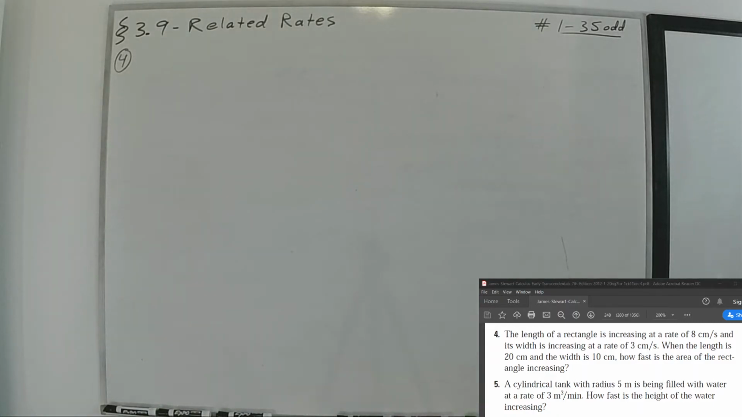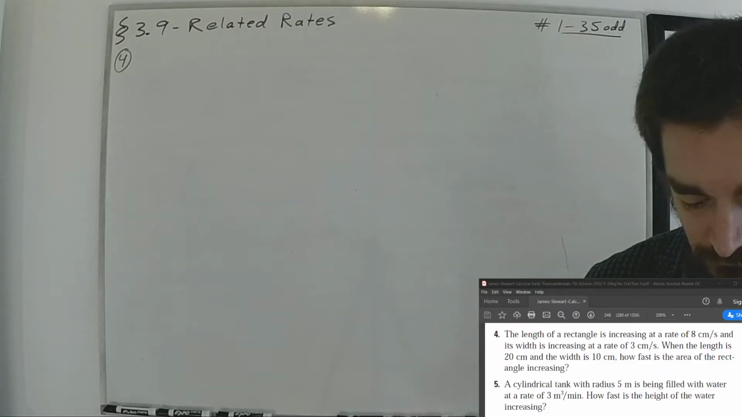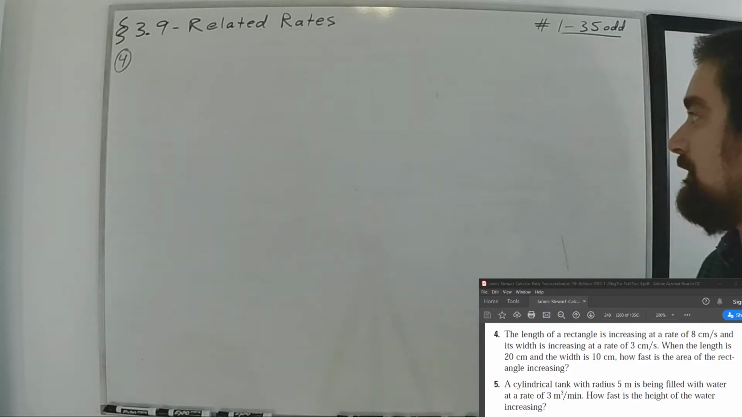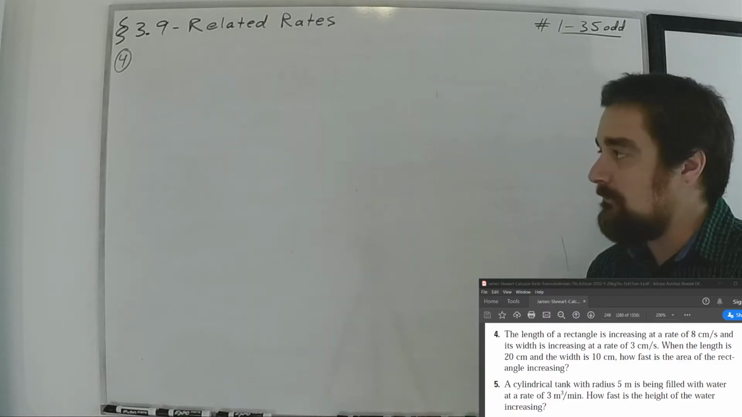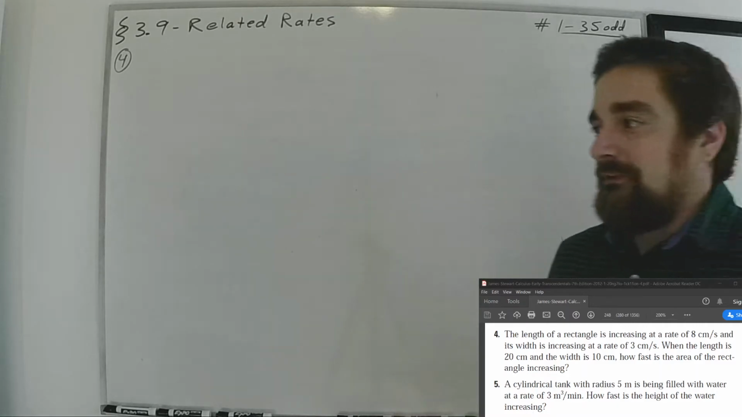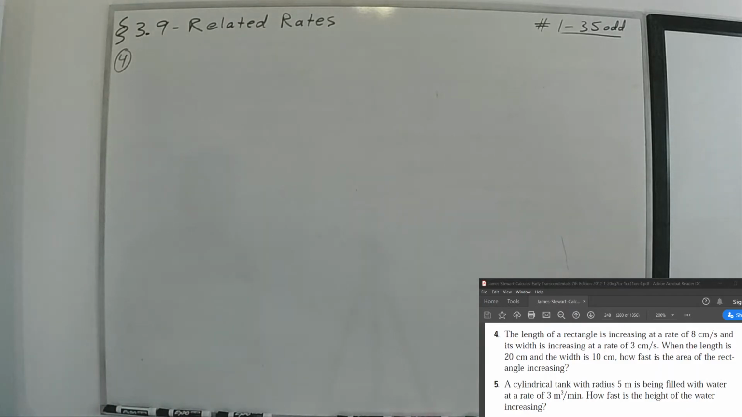says that the length of a rectangle is increasing at a rate of 8 centimeters per second, and its width is increasing at a rate of 3 centimeters per second. When the length is 20 centimeters and the width is 10 centimeters, how fast is the area of the rectangle increasing? So we saw, again, we can't just simply take some of those numbers and double it or triple it and be done with it. That's not going to work for us. We've got to take into account the relationship between width and length and the area as that change is affected.